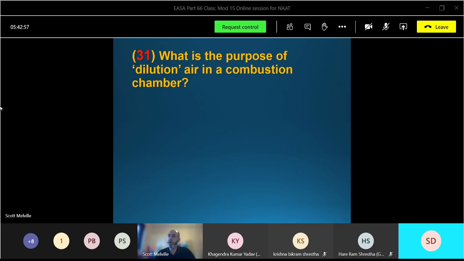What is the purpose of dilution air in a combustion chamber, also known as tertiary air? To ensure the flame is not distorted. No, not quite. Remember, dilution is also called tertiary air. So what does tertiary air do again? Cut off the flame or reduce the gas. Good. Yeah, cut off the flame and reduce the temperature. Good.